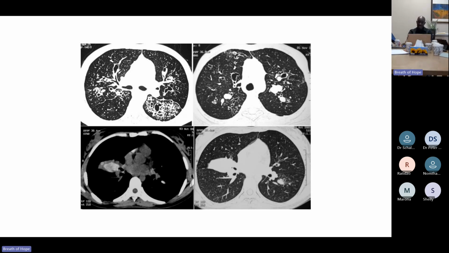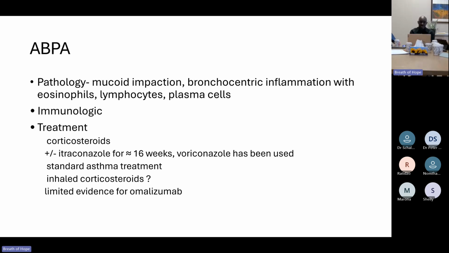For treatment, we tend to give them corticosteroids, with itraconazole for 16 weeks. Voriconazole has also been used. Standard asthma treatment is always recommended, probably with high-dose inhaled steroids, and there is also limited evidence for omalizumab, which I haven't experienced with this patient group, and I think most of my patients don't need to use that.